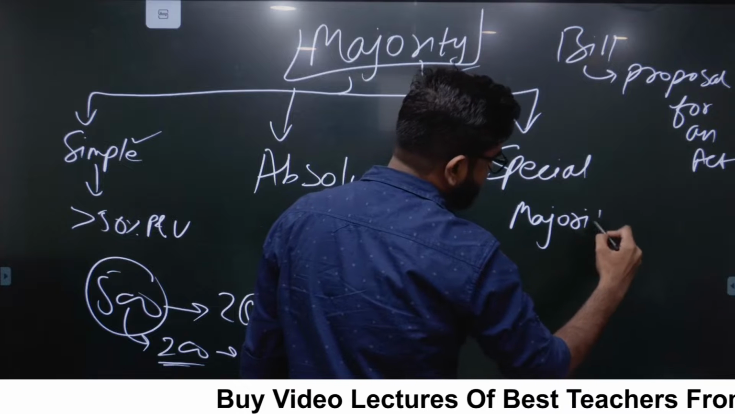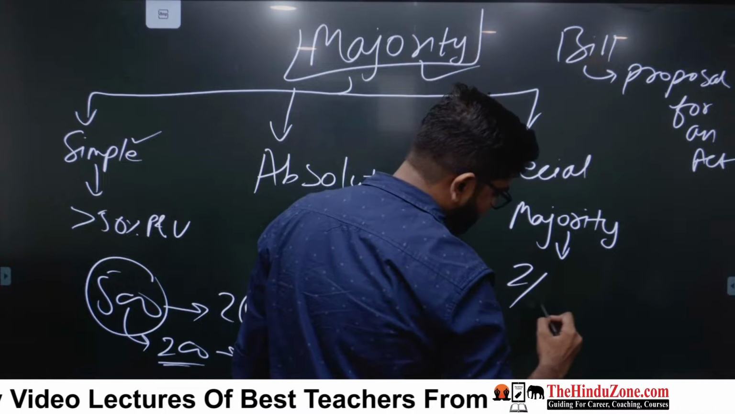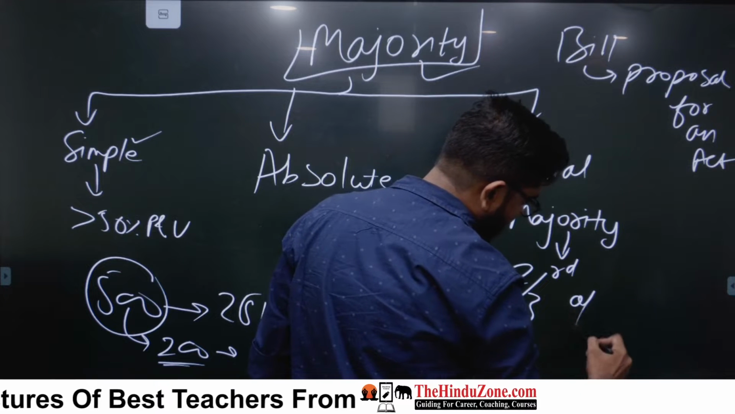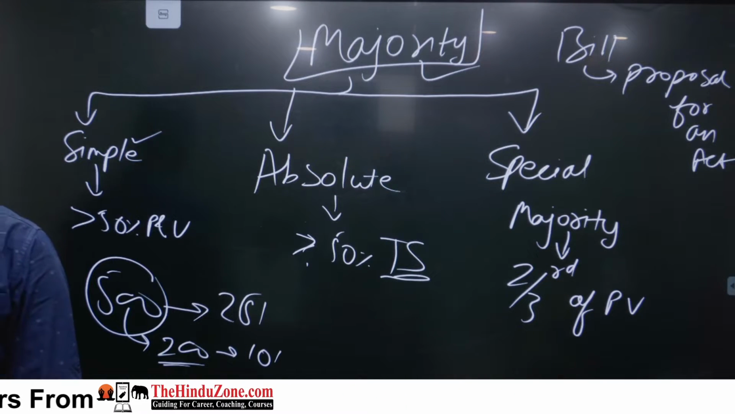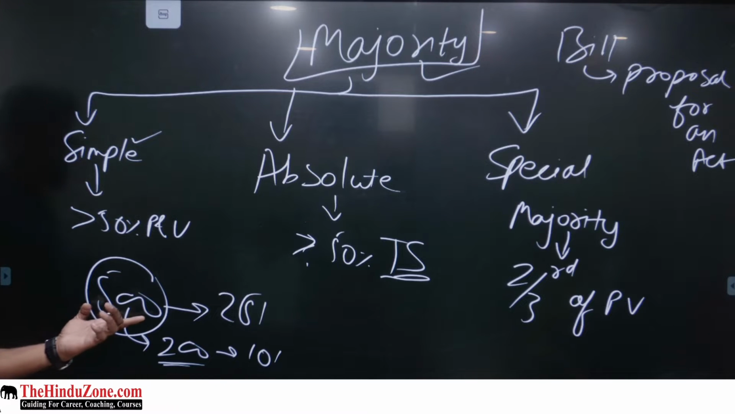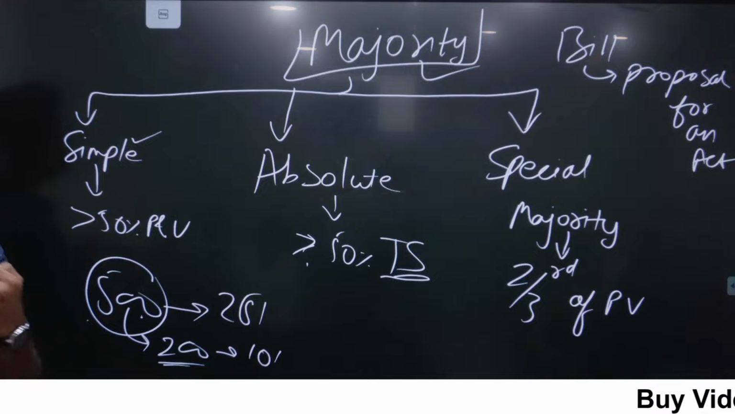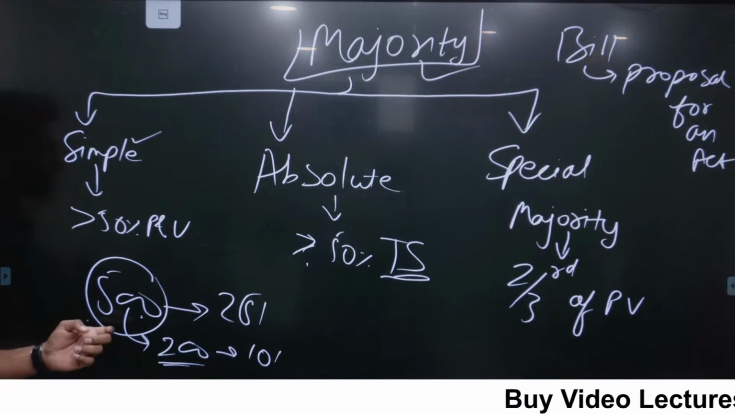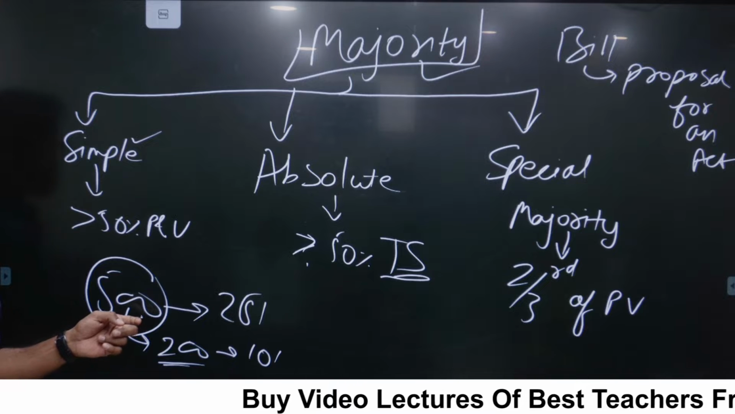The special majority is 2/3 of present and voting. Let's take again this case. 500 people is the strength of the house. On that day, let's assume all were present. So I have to pass a bill by special majority. It means how many votes do I require?